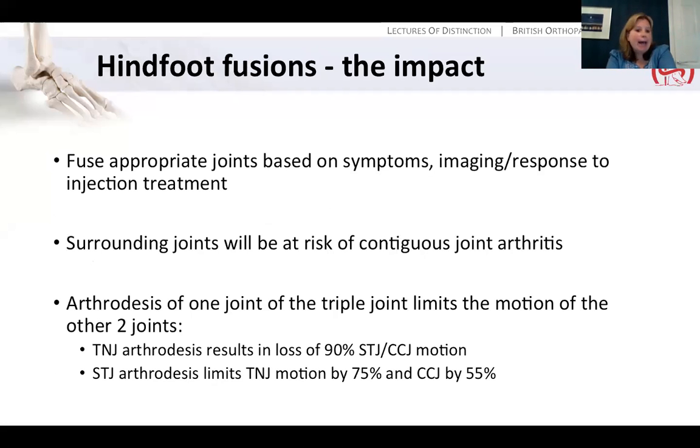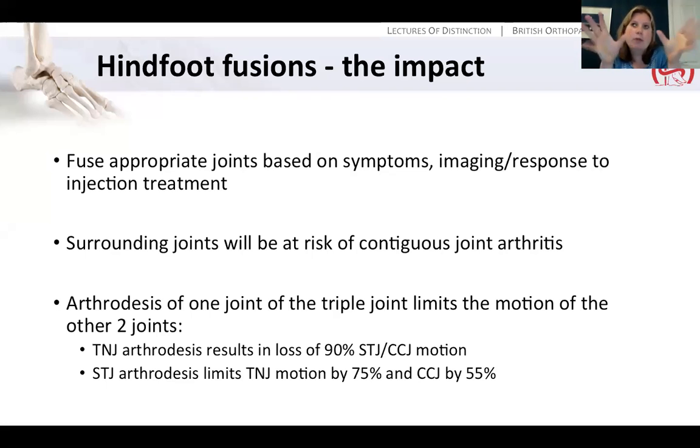So again, just like in the midfoot, you're going to fuse the appropriate joints based on what symptoms the patient has, what their imaging shows, and what the response to treatment is. You have to be very aware, particularly in the hindfoot, about this risk of contiguous joint arthritis.